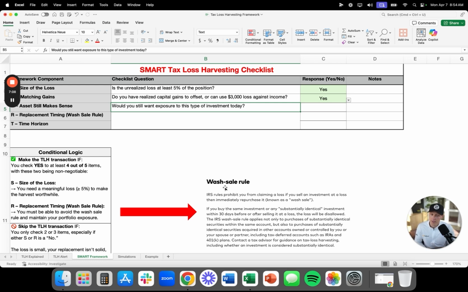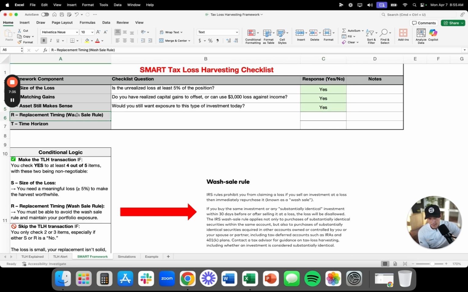So this question right here: would you still want exposure to this type of investment today? I would make the argument that if you've set up your investments as a long-term investor, you've set them up once and for all, and your goal is to build upon this portfolio with time, it probably still makes sense. But again, it just depends. This is the A, and obviously you get to decide, which is why I'm using a framework, but I'm just going to say yes, and hit the drop down.